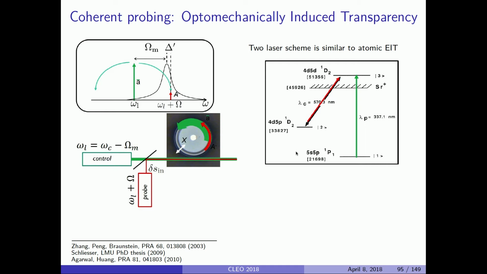And this effect has an analogue in atomic physics, and that's the following. In atomic physics, if you have 2 common ground states coupled to one joint excited state, marked in 3 here, then the following can happen.